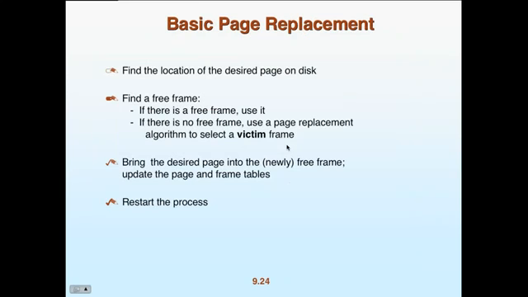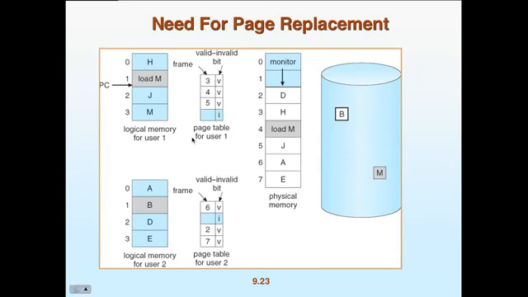We find a location of the desired page on the disk. Okay? We find a free frame. If there's a free frame, we use it. If not, we have to create one. And that's where we get victims. So if there's no free frame, we use a page replacement algorithm to select a victim. And the victim might be out here if we're keeping track. And we're adding more overhead now to the system.